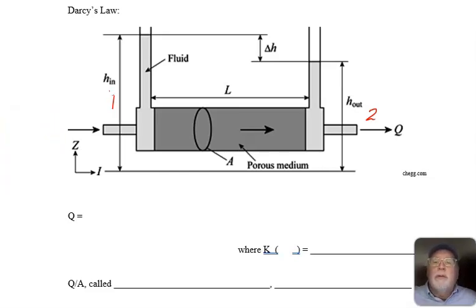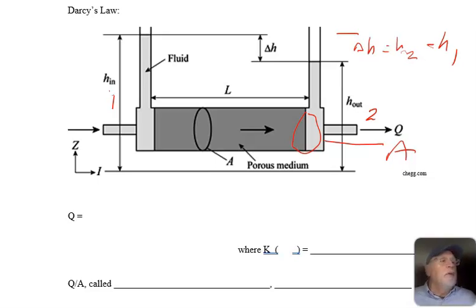So up here you see delta H equals H2 minus H1, and proportional to the area of the cross section. So the cross-sectional area there. And he also found that different materials, different porous media had different properties. Some would go fast and some would go slow. And it's also proportional to the length. So his equation, pretty straightforward.